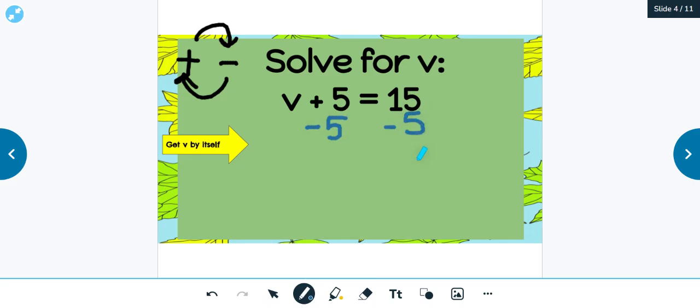Please make sure you're showing your work and not just writing the answer, even though I'm sure many of you guys could do this in your head. 5 minus 5 is 0, so I'm going to cross this out. I'm left with v equals 15 minus 5, which is 10. Again, I know a lot of you guys can just reason what number plus 5 equals 15. 10 plus 5 equals 15, which means v must be 10. But we are practicing using inverse operations to solve these problems so that when you get 2-step, 3-step, multi-step equations, you'll be able to solve them.